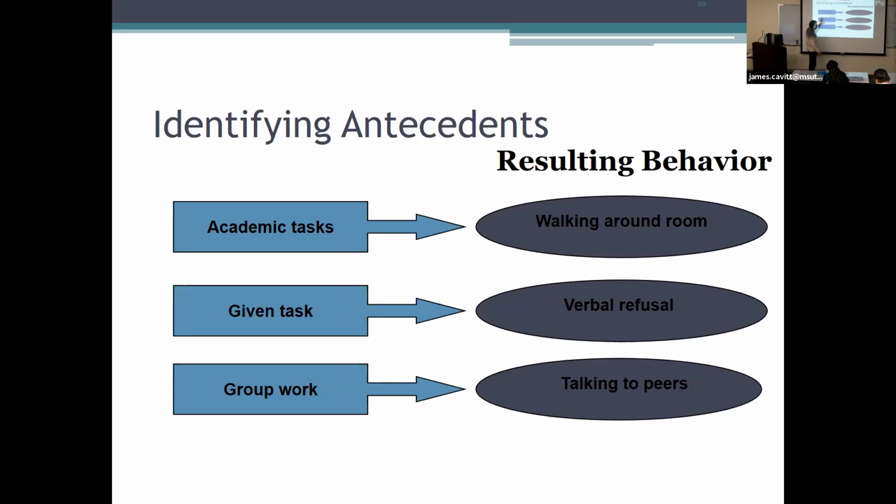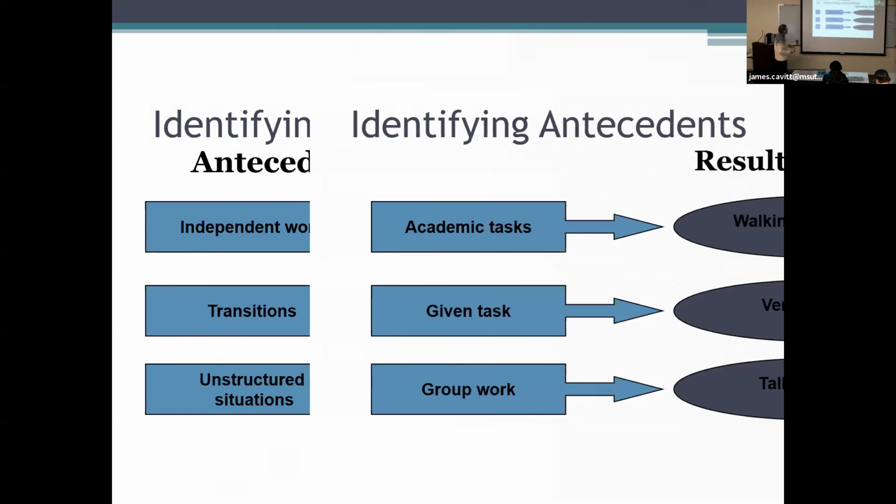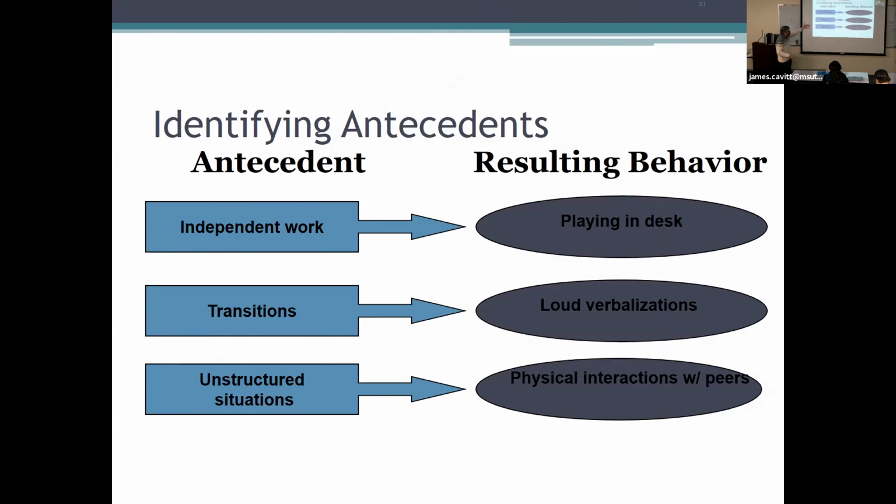Then you have the given task, same thing. We're trying to get a clearer picture of what's going on. So that's the whole piece on antecedents. Here's another example of antecedent. The most common time for aggressive behavior is in unstructured situations. If we structure situations, aggressive behaviors are less likely to occur in the classroom or in school. All right.